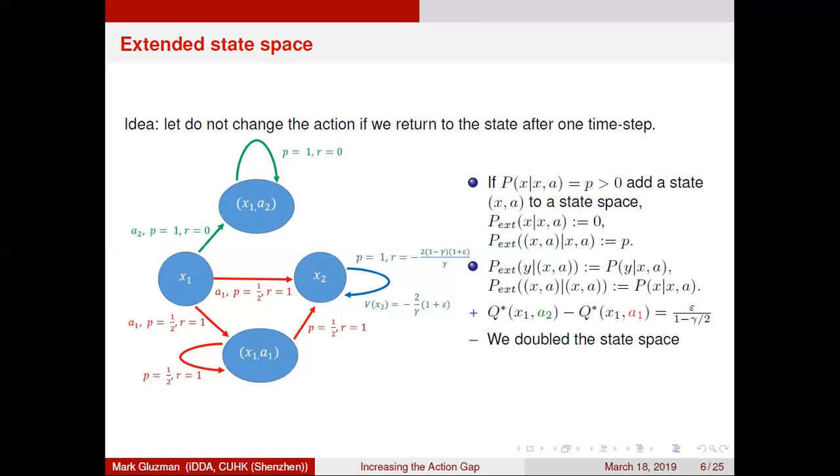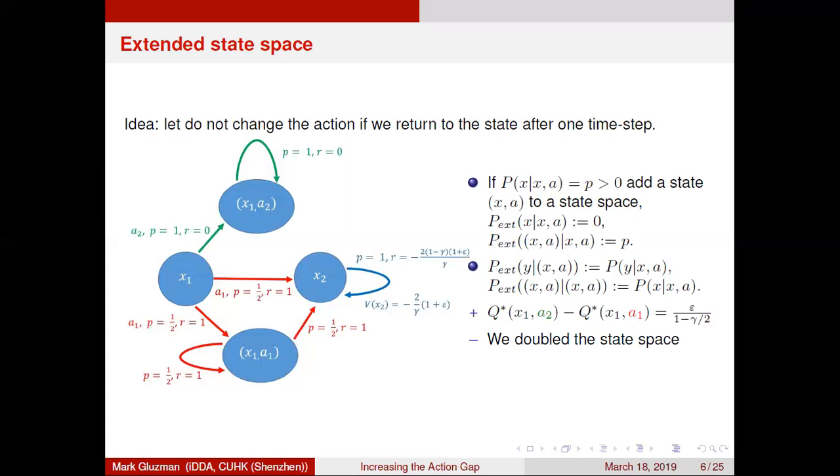So the problem is, yes, we get a correct action gap, but the drawback of this approach is that it will basically double the state space. And of course, if you use some approximation methods, it's not so good. Q star is for this new problem. Yes, for the new problem.